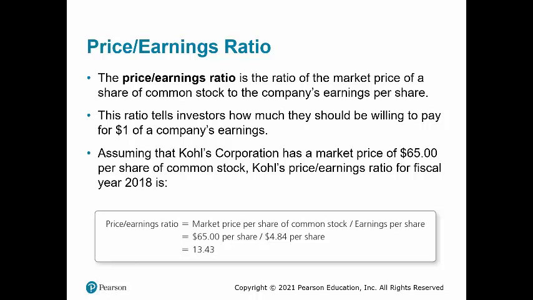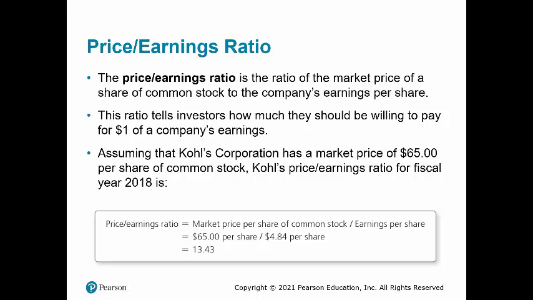Now, the earnings per share is very important, partially because it is used to calculate what is called the price earnings ratio. So the price earnings ratio is a ratio of the market price of each share of common stock divided by the company's earnings per share. So what it tells you is the value that the market places on $1 of a company's earnings. So how do we calculate it? We take the market price per share for the common stock and divide it by the earnings per share.